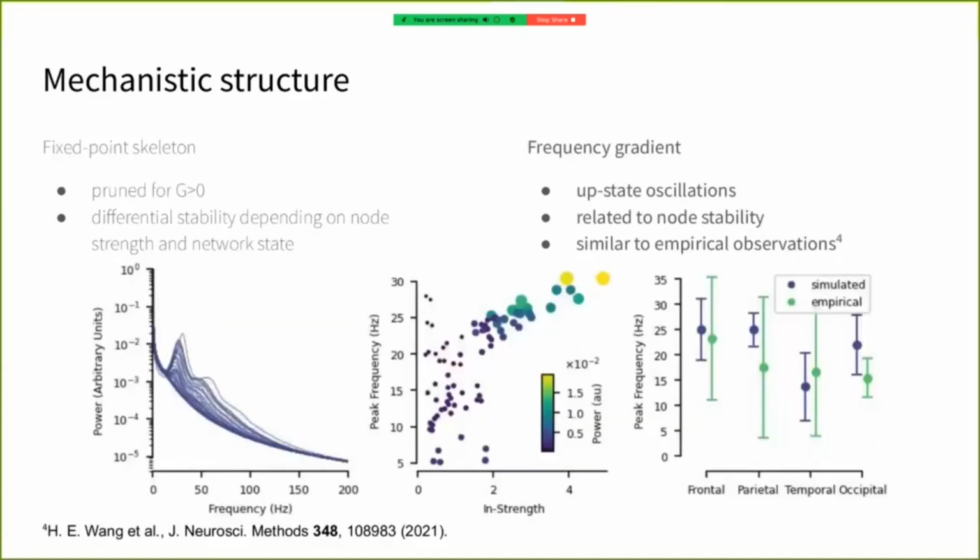Why am I saying this? Because the same principle is behind changes or shifts in the characteristic frequency of each of these nodes in the upstate. So if again we plot this characteristic frequency against in-strength, we get a very nice relationship. And why it is interesting is that if we look at the spatial distribution of this gradient, we see that it corresponds to a similar phenomenon which we know from the empirical data, where there is this distinct gradient in peak frequency.